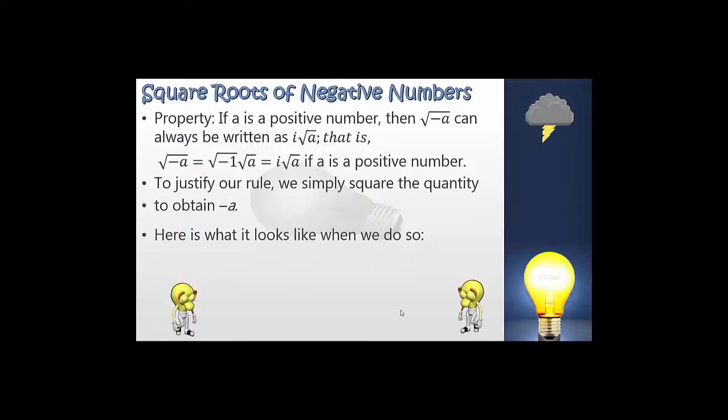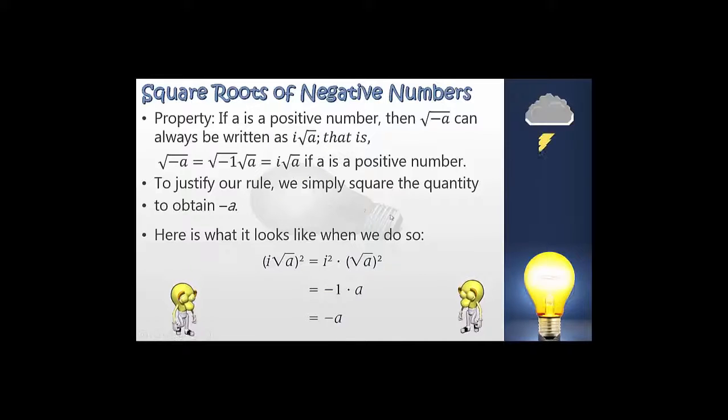So we call this the property: if a is positive, then the square root of negative a, under the radical sign, can always be written as i times the square root of a, where we take out that negative 1, and here's the negative 1, and then the a, and then we can actually figure out what the root of a is if there's a perfect square there. So this is what I just said. You take out the negative 1, which is defined as i, and there's the a, and so that makes a positive number.